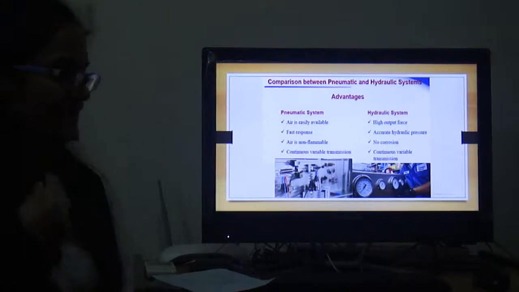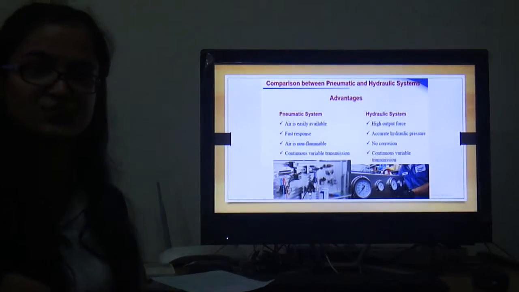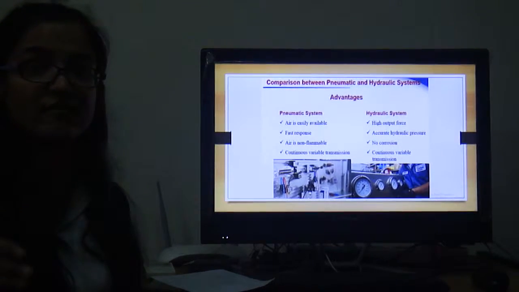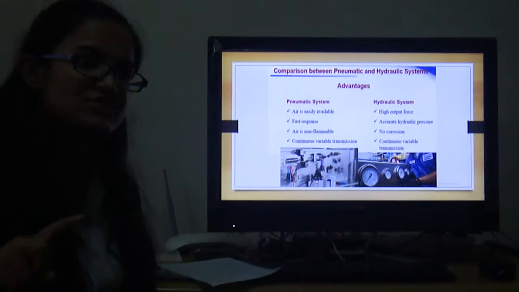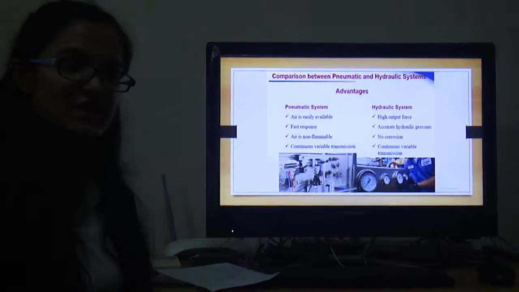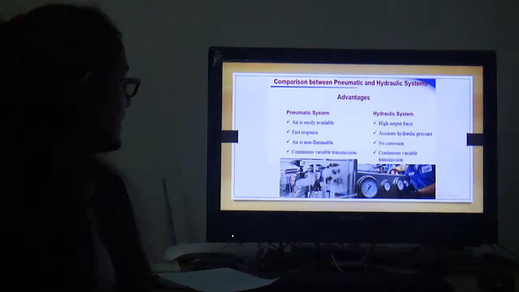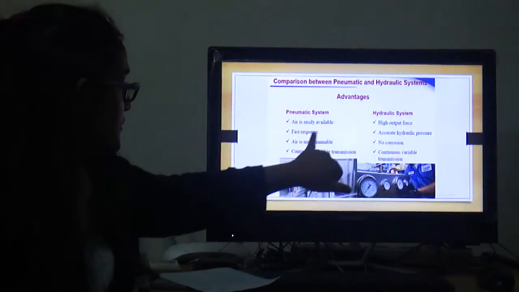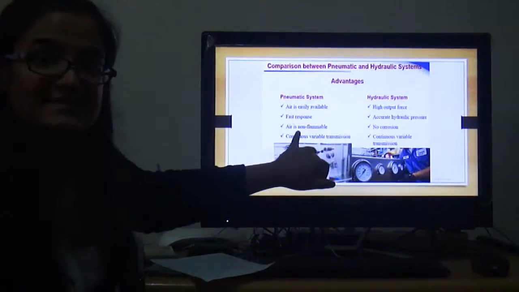The components are there, and it's easy. We require components and a switch which gives us the function of on and off, which is not available in hydraulics actually. It's much more useful and easier in a pneumatic system. So yeah, air is easily available. Then we have fast response, and air is non-flammable, which means safety.